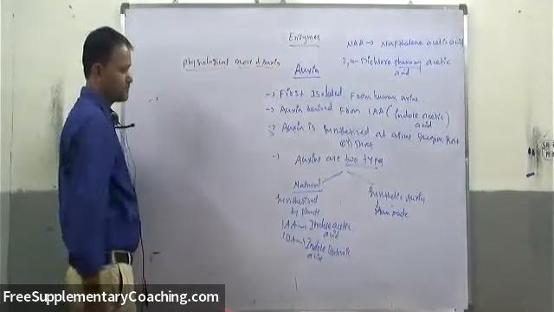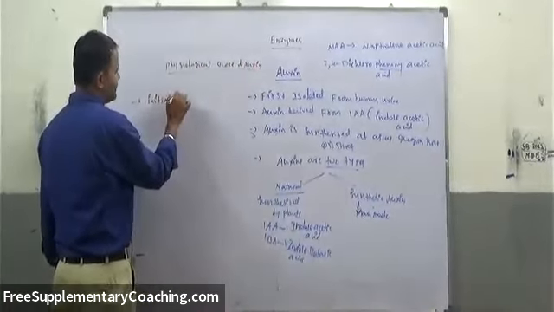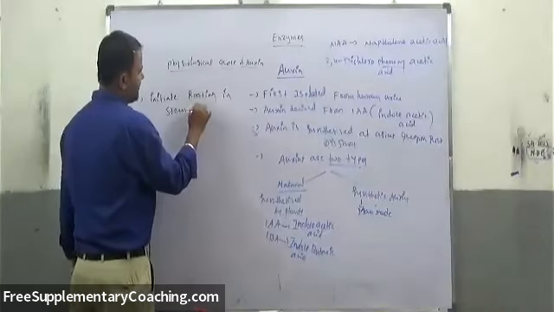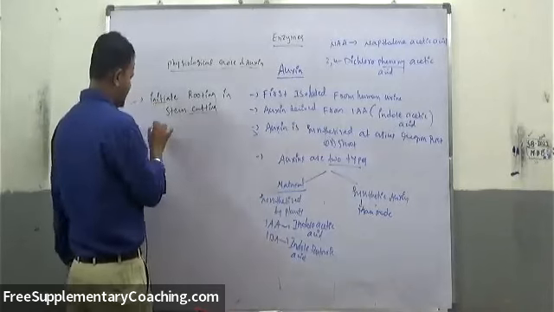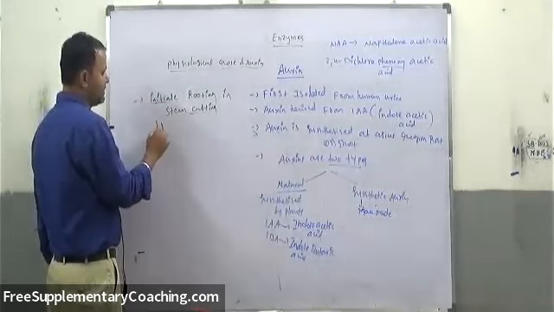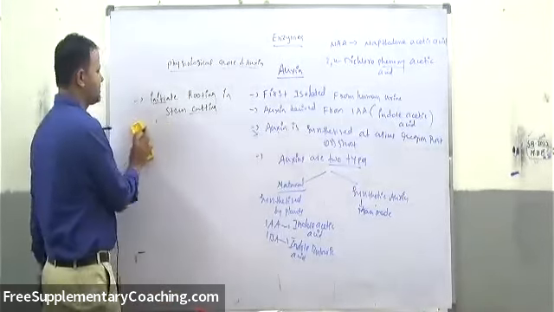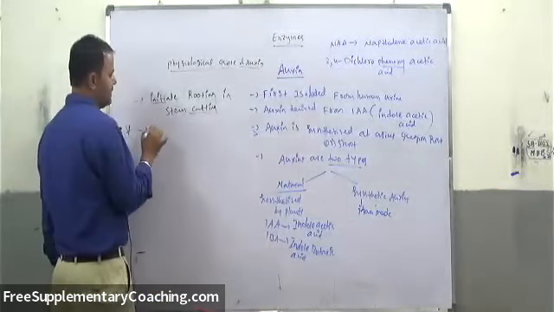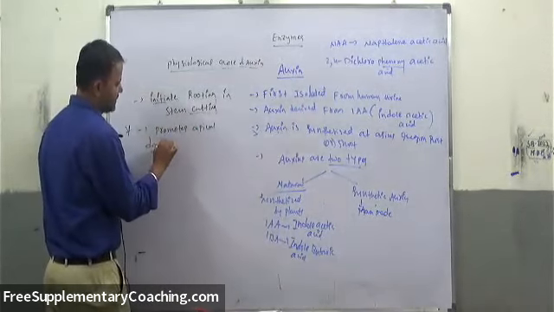Now, physiological roles of auxin. First one is to initiate rooting in stem cuttings. If this plant is cut and auxin is sprayed, it induces rooting in the stem cutting. And the next one, it promotes apical dominance. Important point for the 2 marks question also.